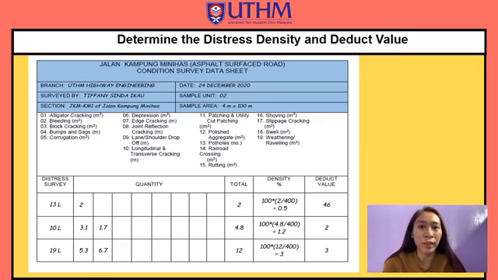This is my condition survey data sheet. In this sample, I can see 2 potholes in low condition, and I got 46 for deduct value. Next, I assume 3.1 and 1.7 meters for longitudinal and transverse cracking in low condition, and I got 2 for deduct value. Lastly, for weathering also in low condition, I assumed the measurement around 5.3 and 6.7 meters, and I got 3 for deduct value.